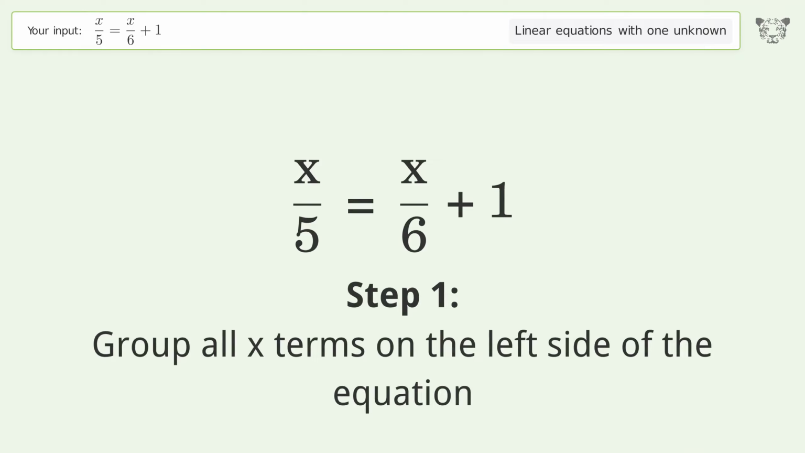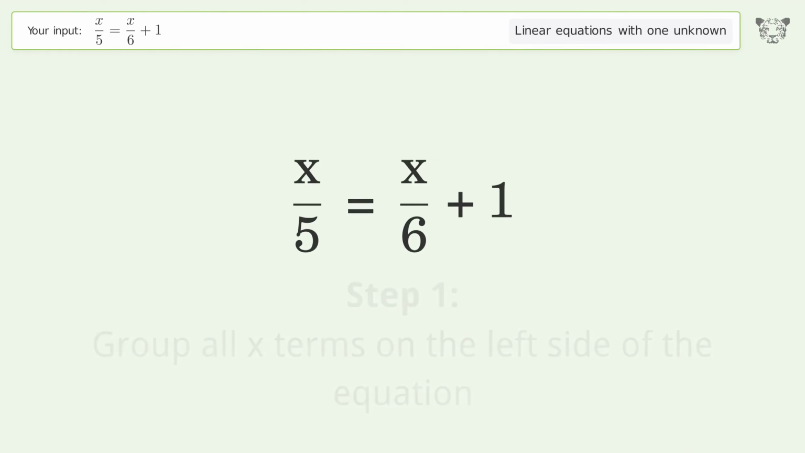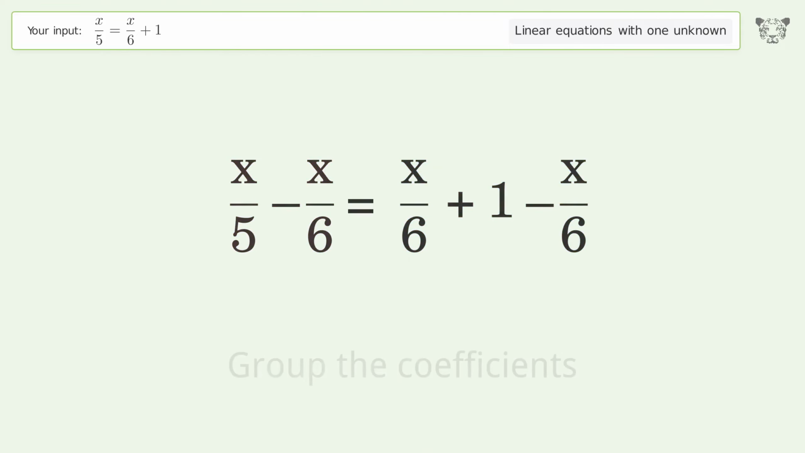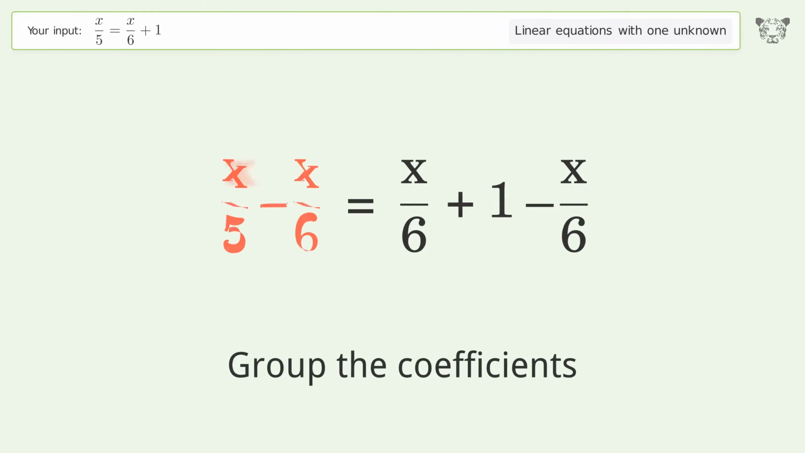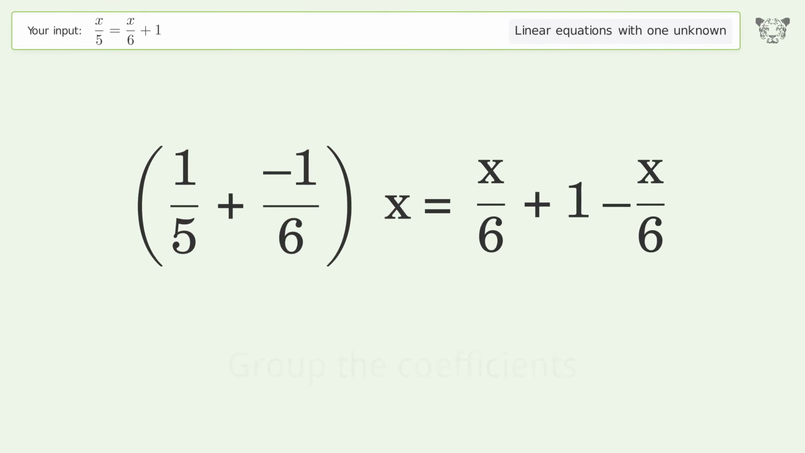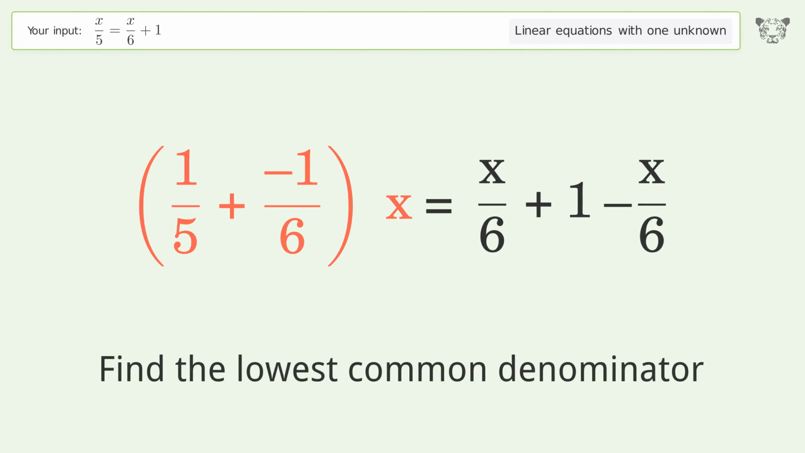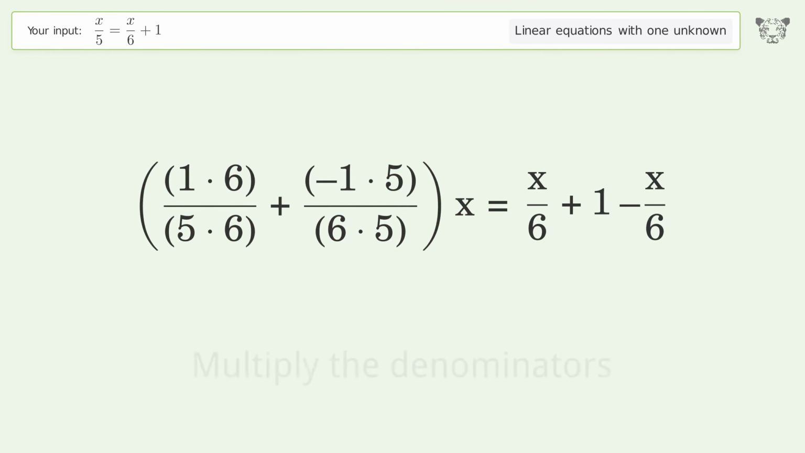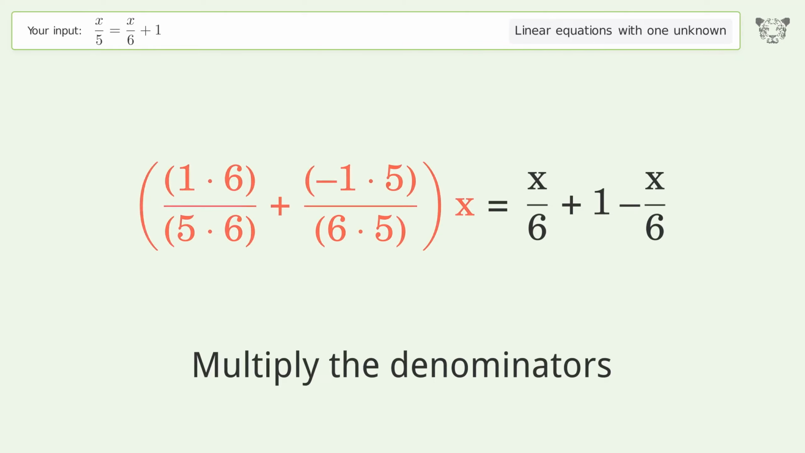Group all x terms on the left side of the equation. Subtract 10 over 6 from both sides. Group the coefficients. Find the lowest common denominator. Multiply the denominators.